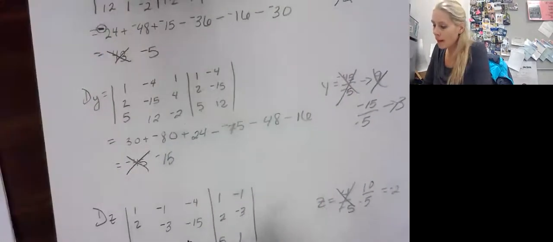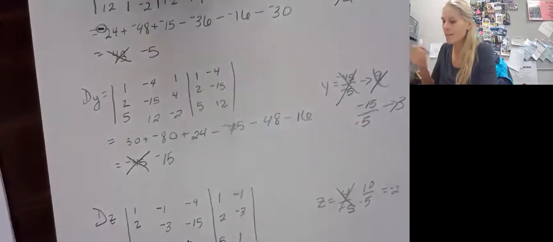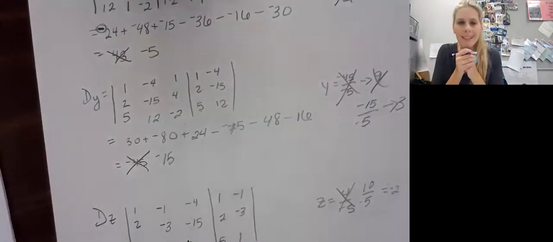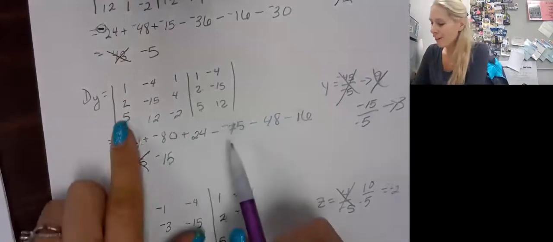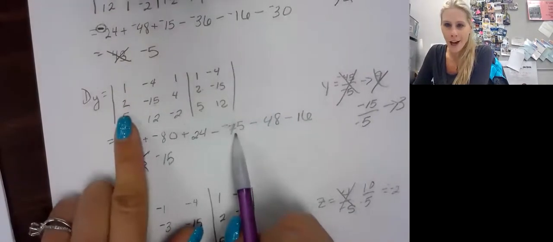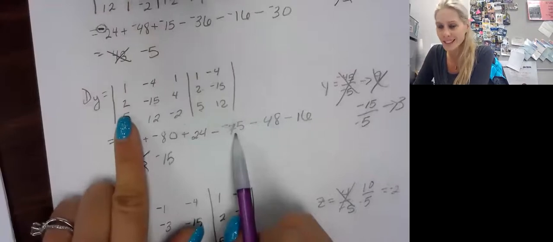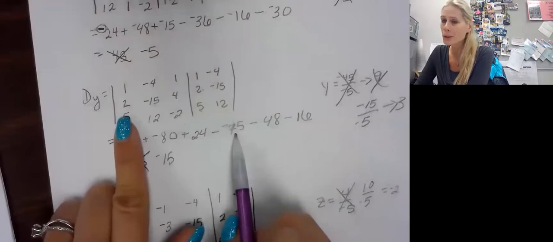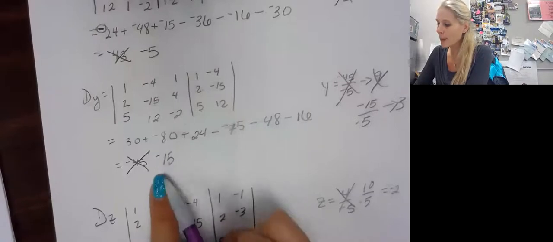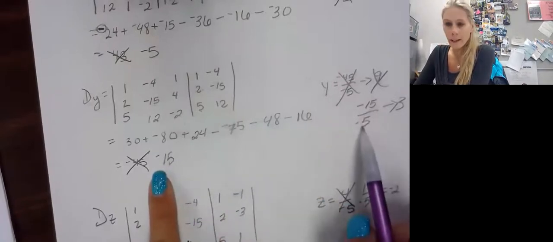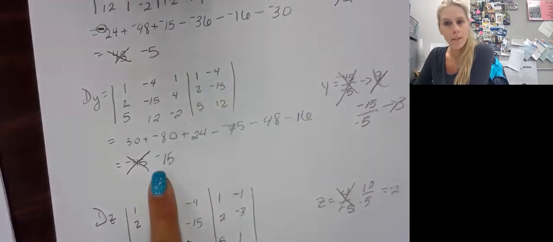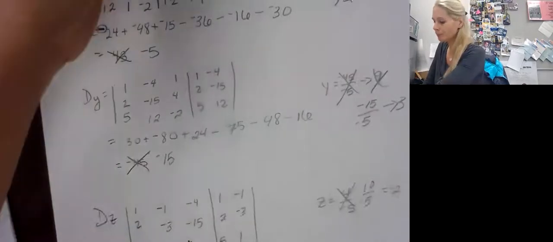My y value, let's see, where did I make my mistake? Oh, I made my mistake on 5 times 15. 5 times 15 is 75, not 45. I don't know what I was thinking. This is what happens when you do a lot of math in your head and you go quickly. So use the calculators when you can. What that ended up giving me was negative 15 down here. So y is negative 15 over negative 5. So our y value is 3.